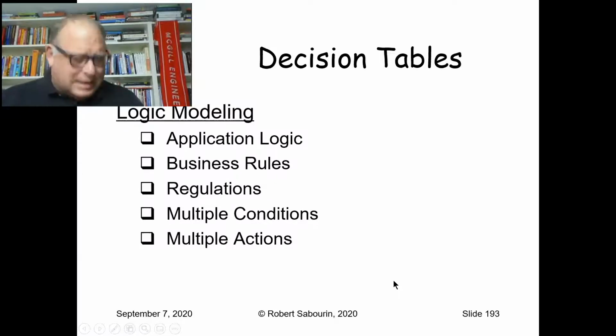Decision tables find themselves in a lot of projects where we're doing application development, anything with business rules, regulations, or systems that tend to have multiple conditions with multiple actions. Even controls for appliances and furnaces and thermostats fit into this. So decision tables show up all over the place in software engineering.